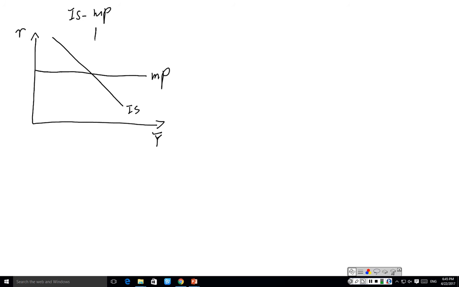And in the long run, these three lines will intersect with each other. This is where the output gap equals 0, which means the output is the same as the potential GDP, YP.